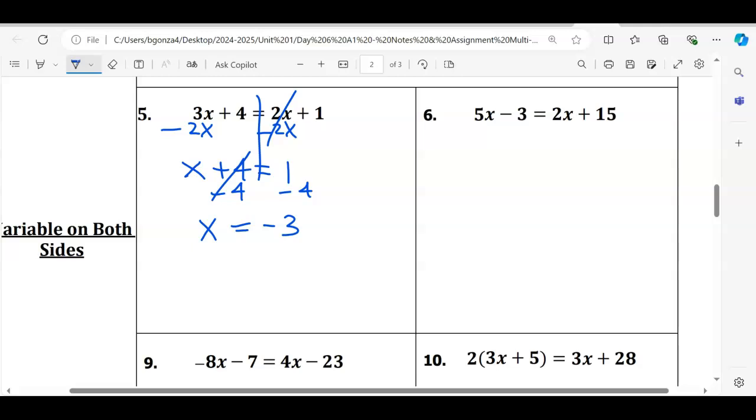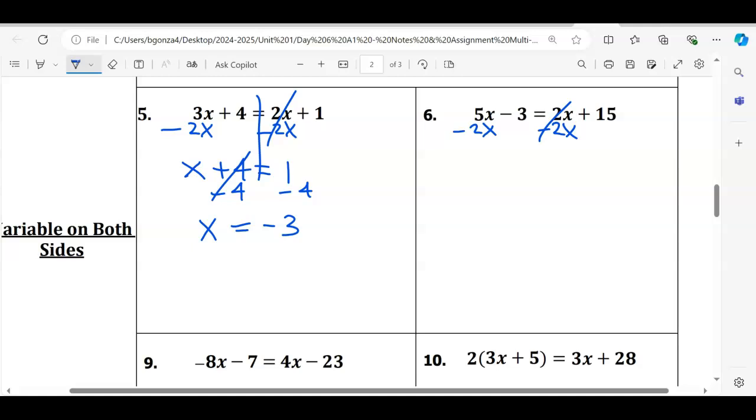All right. Number 6, same idea. There's more than one x. Is it on the same side or both sides? Well, 5x is on the left, 2x is on the right. They're on both sides. So I need to get rid of the smaller x. Which x is smaller? 2x. How do I get rid of a positive? Subtraction. Minus 2x, minus 2x.